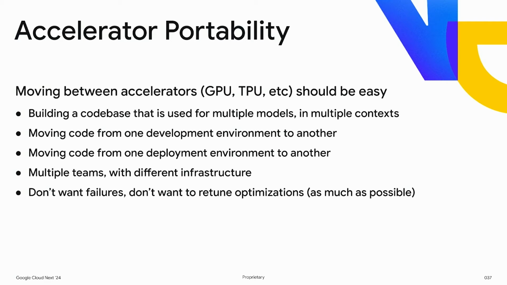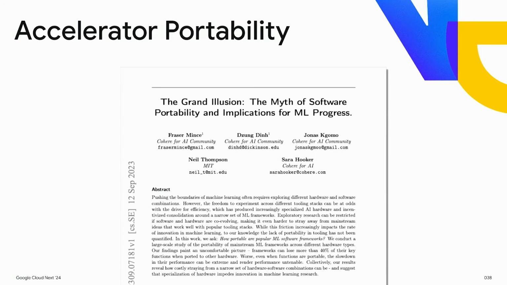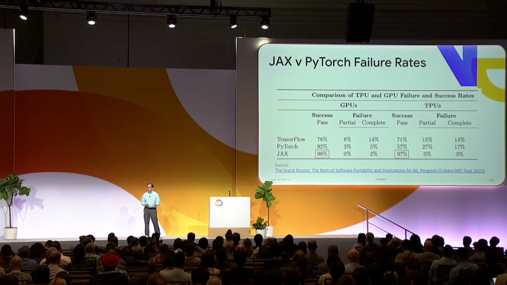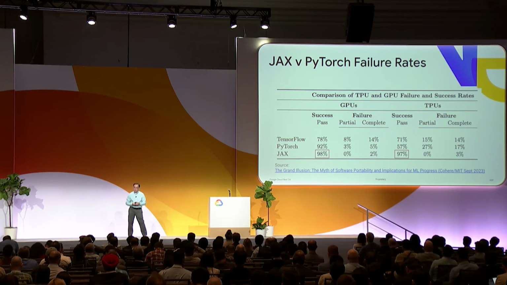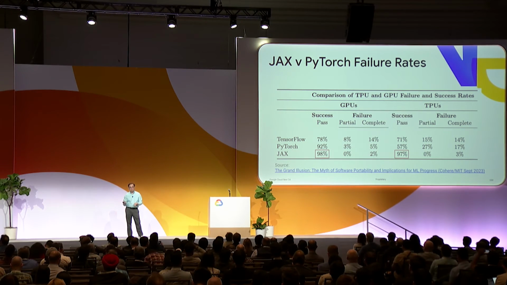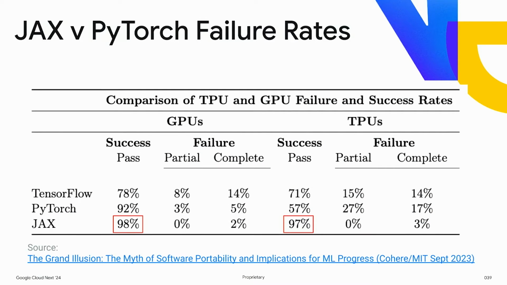So it becomes important, portability and making sure that you don't get failures like out of memory and so forth between different sets of infrastructure and different accelerators. Cohere did an interesting study late last year, looking at exactly this, because they saw the importance of this. So in their study, how did we do? Well, JAX, both in terms of success for GPUs and for TPUs, was the highest they found. It was the highest rated framework that they tested.